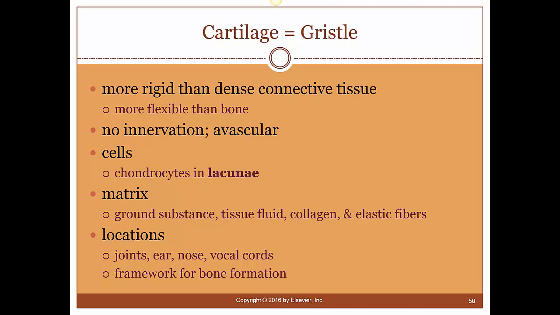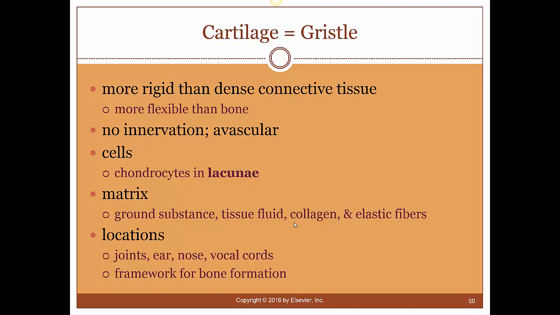The matrix is made up of a ground substance, and that ground substance has a particular name called polysulfated glycosaminoglycan. And the thing about it is it helps to keep moisture in, and moisture is very key for the health of cartilage. Keeping cartilage hydrated keeps it healthy. So there's a lot of fluid in there, and then you do have some collagen fibers and some elastic fibers mixed in there too.